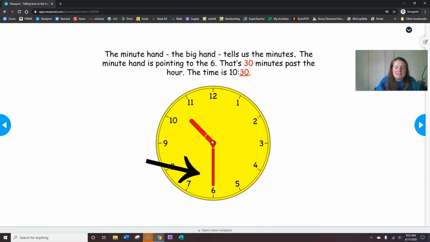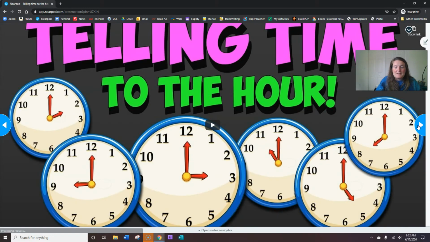The minute hand, or the big hand, tells us the minutes. The minute hand is pointing at the 6. That's 30 minutes past the hour. Okay? 5, 10, 15, 20, 25, 30. The time is 10:30. So we're going to watch a video on telling time to the hour.